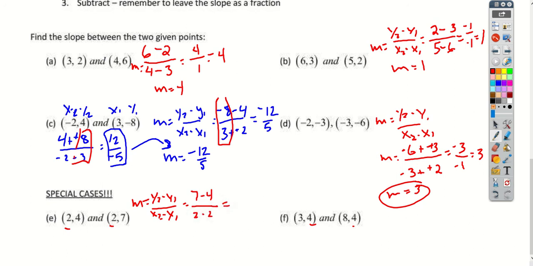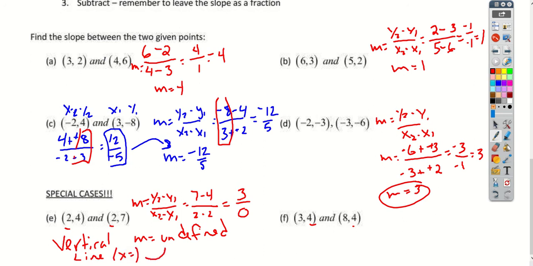And when we do this, we're going to get some number, whatever it is. Here it's 3 over 0. And we can't divide by 0, okay? So this slope is actually undefined. And when this happens, when the x's are the same, this is actually a vertical line. So vertical lines are always x equals graphs, and their slopes are always undefined.